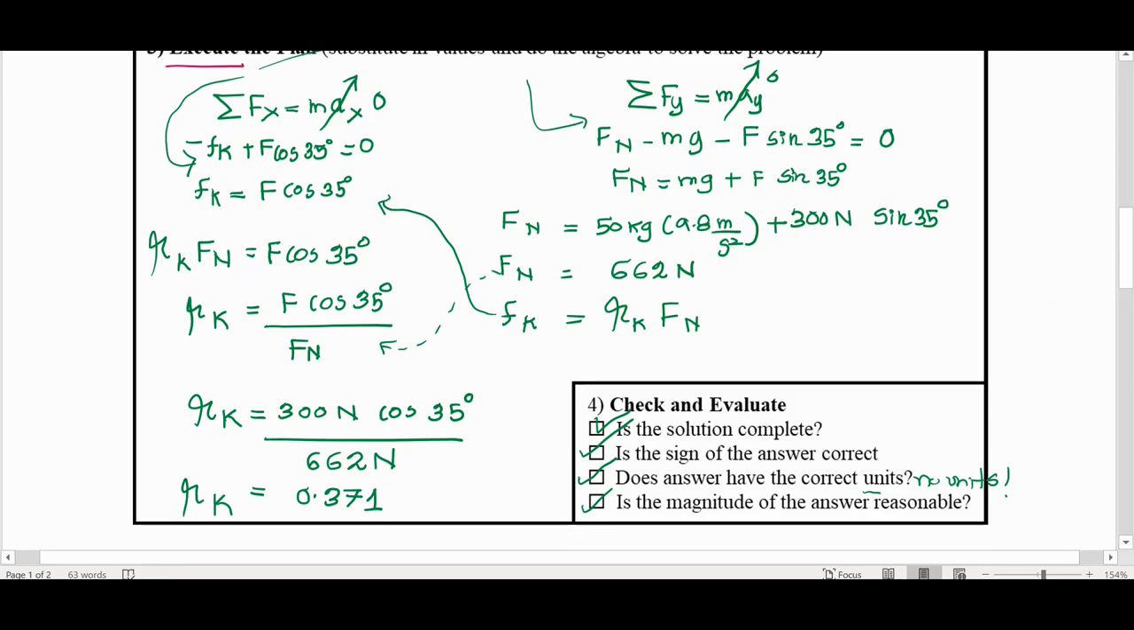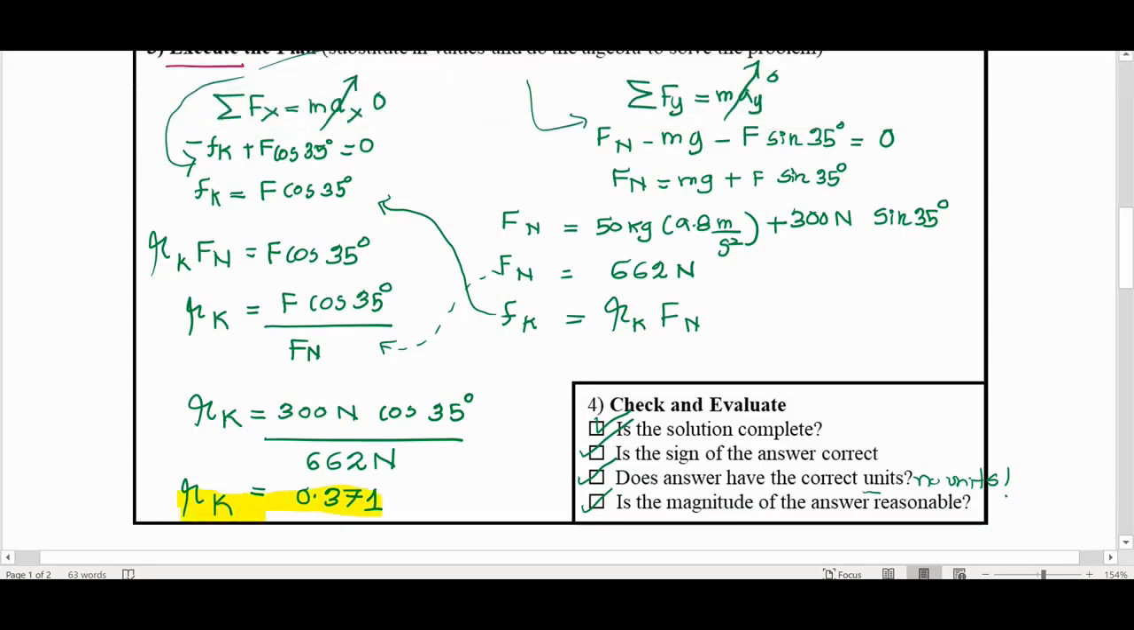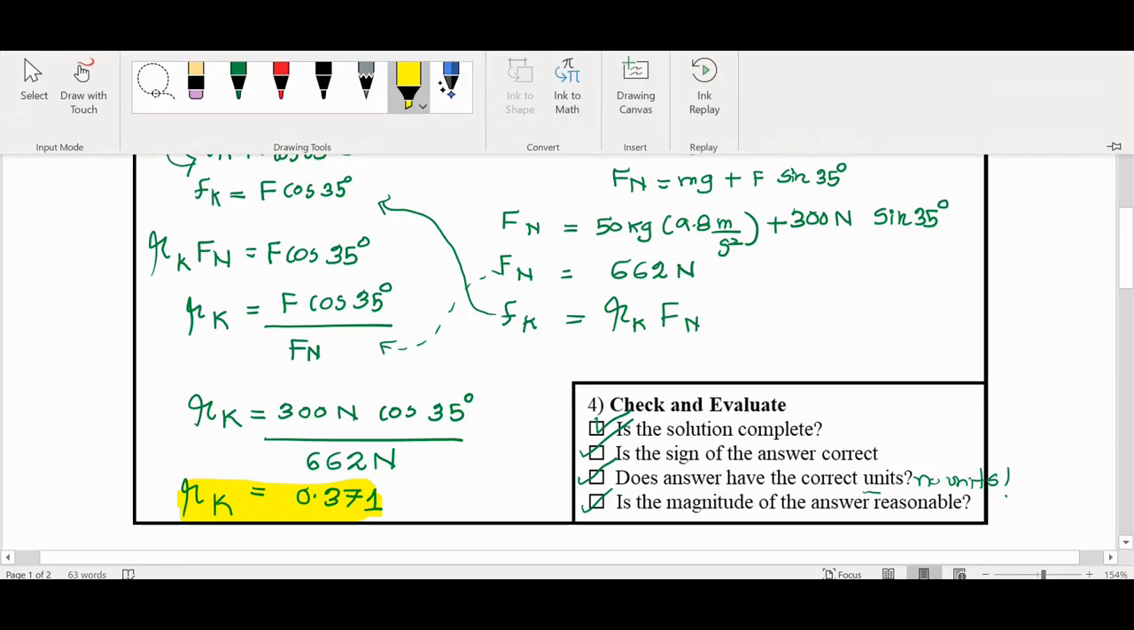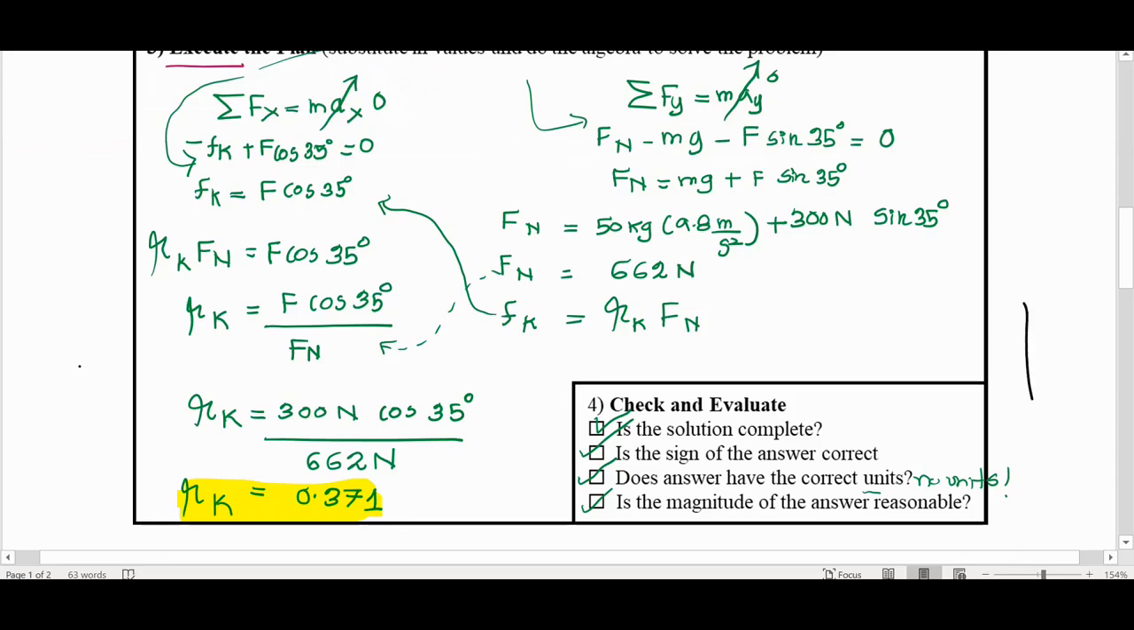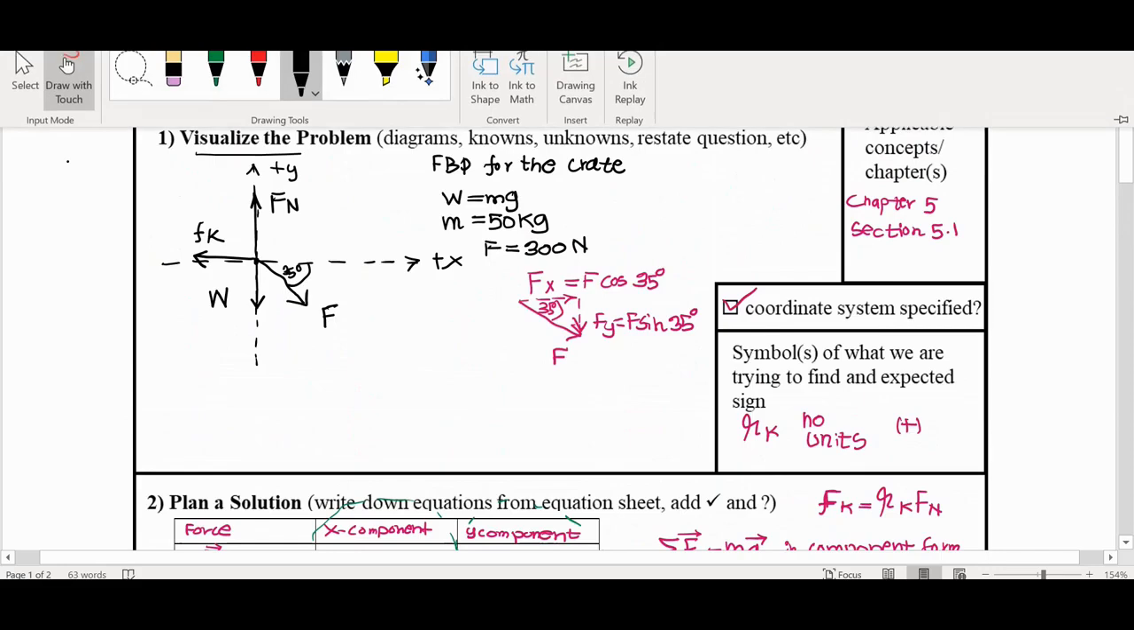So understand the process, guys. Let's go back to what we did. Before that, I'm just going to highlight our answer. And we started by visualizing the problem. It is really important to visualize the problem. Why? Because it actually helps us to identify all the forces acting on the crate.